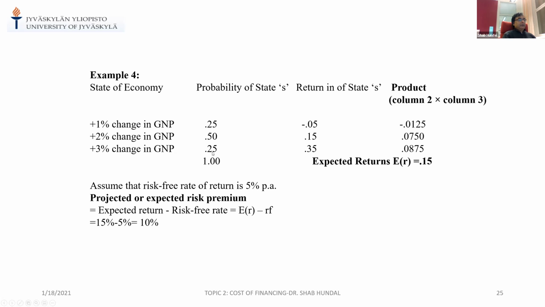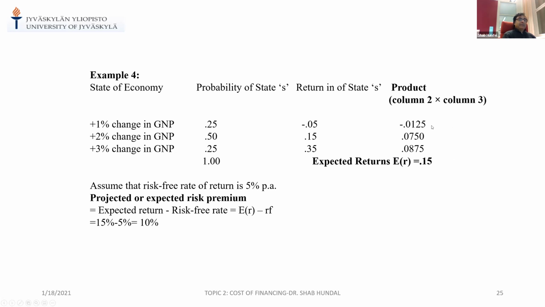And if the economy is growing at 3%, then the stock will be growing at 35%, but the probability that it will grow at 35% is 25%, and then you multiply them. And when you sum them up, it comes to 15%. It means the overall average expected return on the stock or the portfolio, whatever, is 15%.